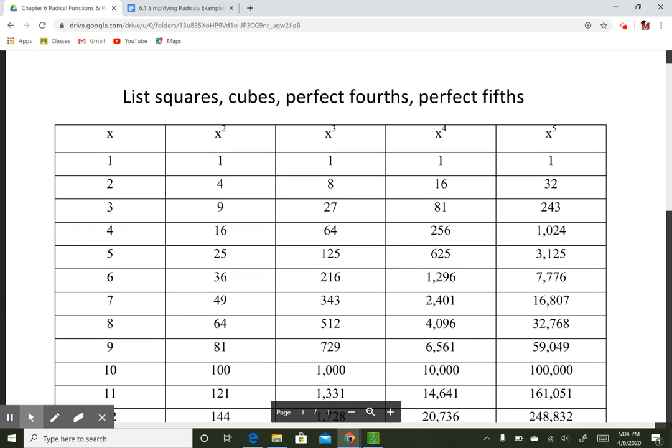Thanks for tuning in. We are going to be working today on simplifying radicals. This is 6.1 in our book.